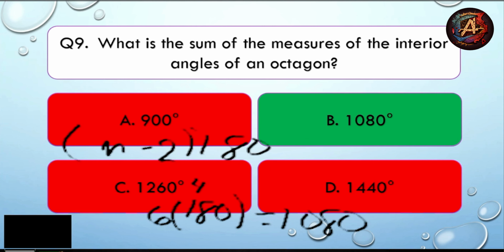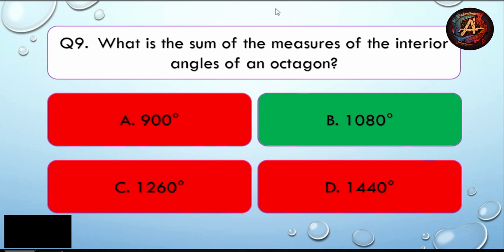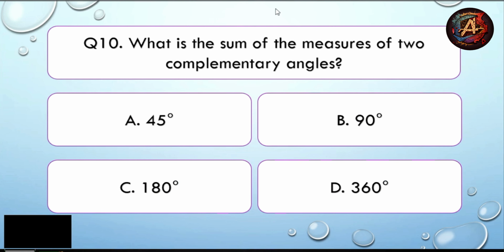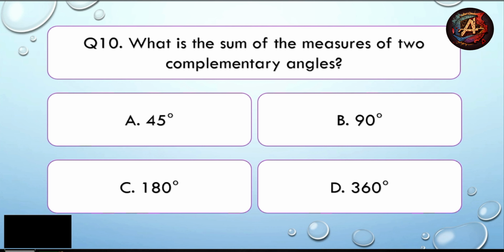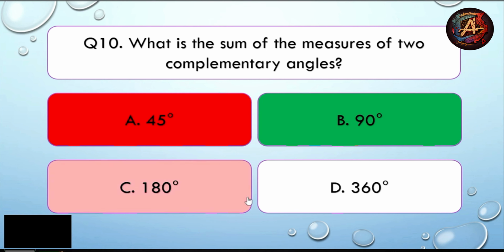Okay, so let us now go to our next question. Question number 10. What is the sum of the measures of two complementary angles? Is it A, 45, B, 90 degrees, C, 180 degrees, or letter D, 360 degrees? I'll give you 5 seconds. Alright, math learners, there is no discussion needed, because I have already discussed earlier that the sum of the measurement of complementary angles is always equal to 90 degrees. So the correct answer for this question is letter B. Alright, we are correct, my dear math learners.